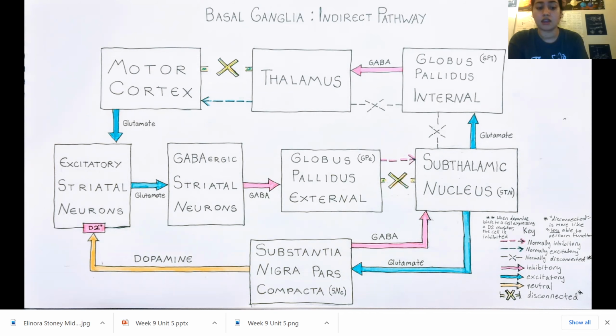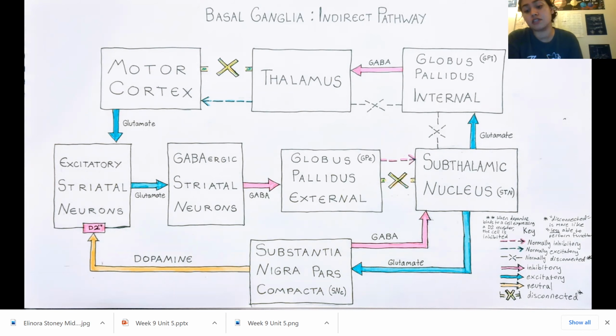And now these striatal neurons are actually expressing D2 dopamine receptors, which are the ones that decrease the neuron's excitability. So when dopamine binds to the D2 receptors on these excitatory striatal neurons, they decrease the excitability of those neurons, making them less able to excite the GABAergic striatal neurons they connect to, which means less GABA ultimately goes to GPE.